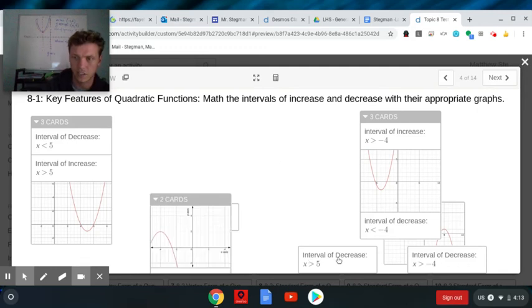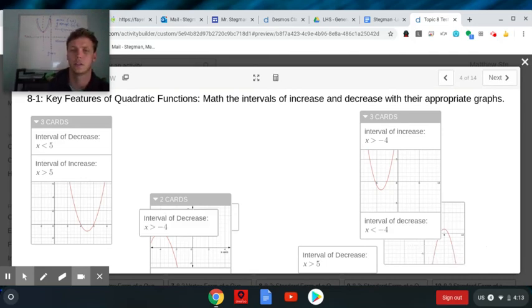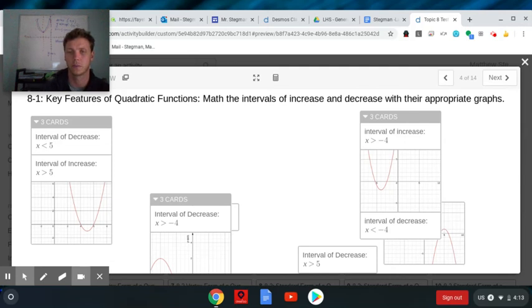And when x is greater than -4, it's going to increase. All right, we only have 2 cards left, so I'm going to just double check to make sure that they go with the appropriate graph.